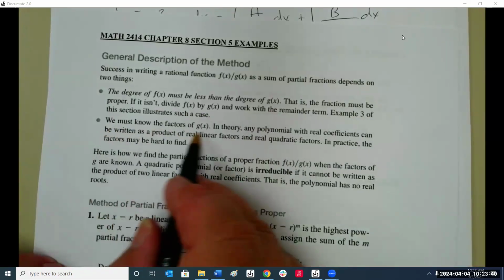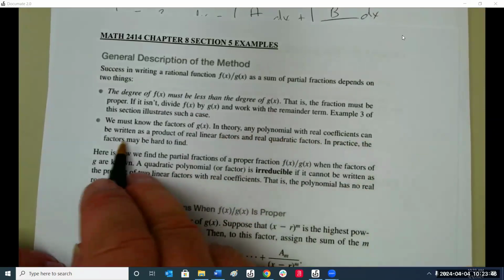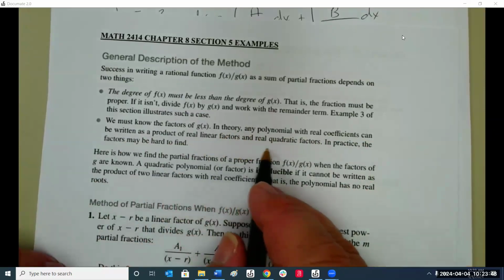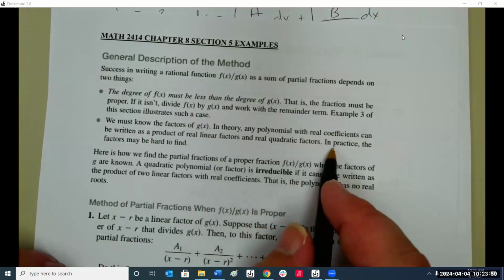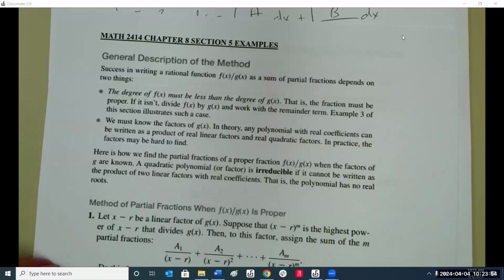Then we must know the factors of g of x. Any polynomial with real coefficients can be written as a product of linear factors and real quadratic factors. In practice, the factors may be hard to find. And here they are.